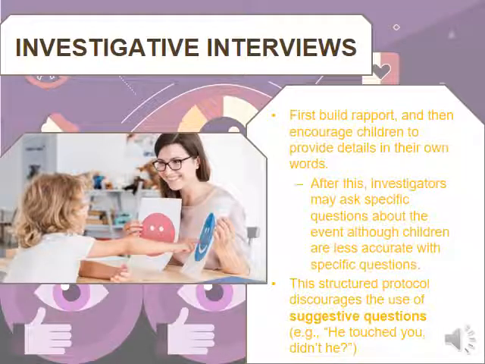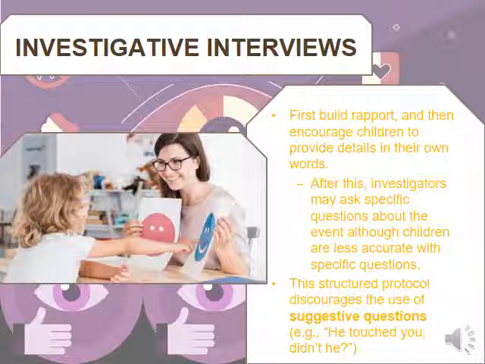One, we build rapport by initially ensuring that the young individual, the child, is being heard, but also talking about the commonality of things, whether it be about the favorite shirt they're wearing or their favorite playtime activity, stuff like that. Then encouraging the child to expound and provide details in their own words about the initial element that we're starting to look into. After this, investigators may ask specific questions about the event.